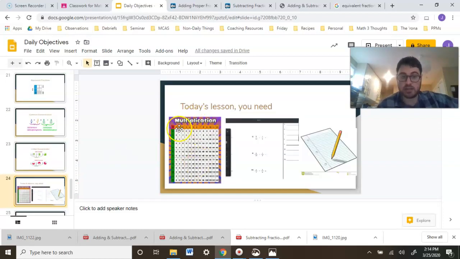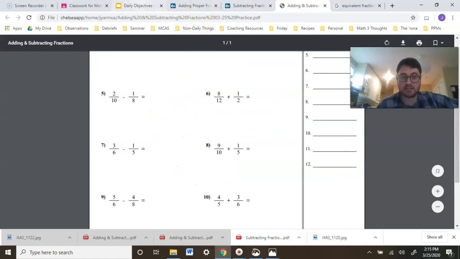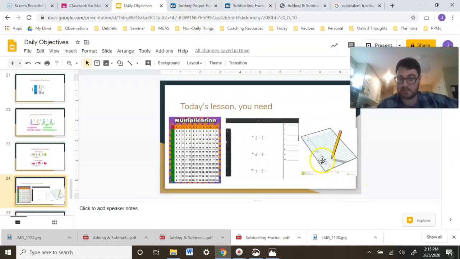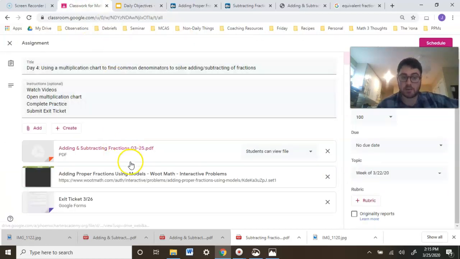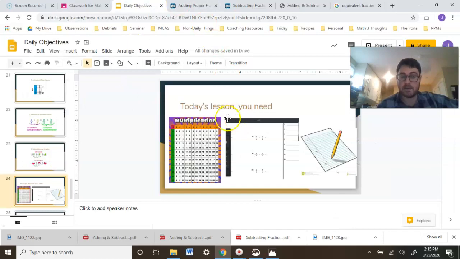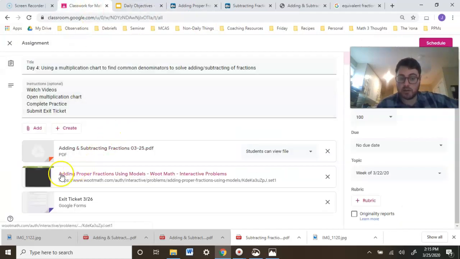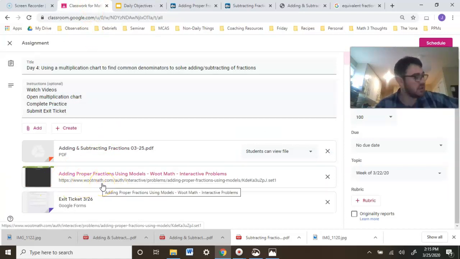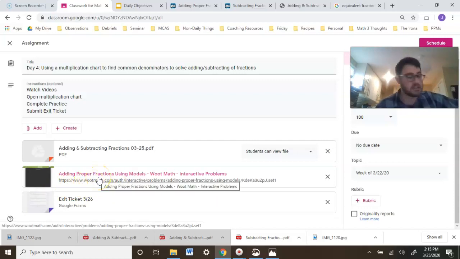Today's lesson, you need your multiplication chart. You need this document for practice, and you need pencil and paper. These two are here in our classwork tabs. And also, we will be using this program if you have a computer. Si tienes una computadora, tú puedes usar este programa. If you don't have a computer, si no tienes una computadora, no puedes usar esa. This is not good for the phone. No es bueno para el teléfono.